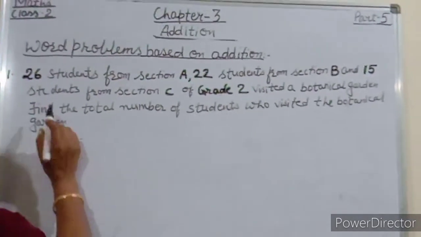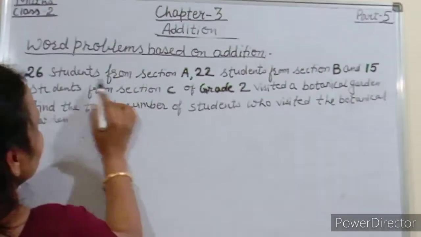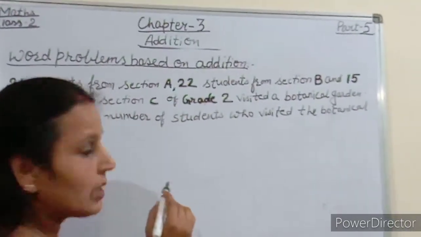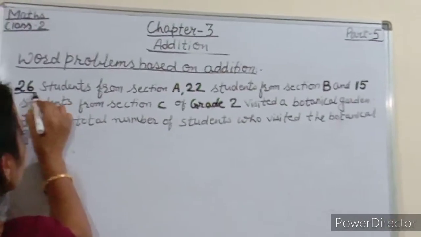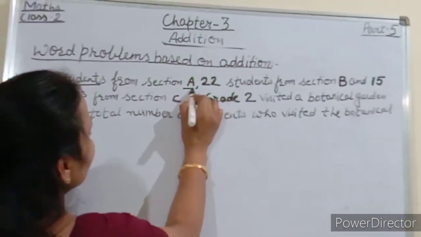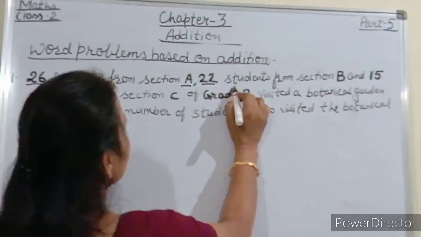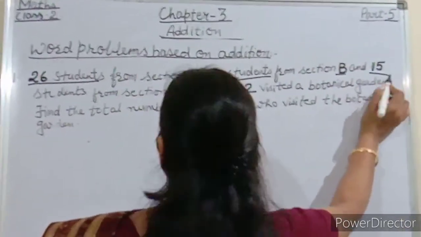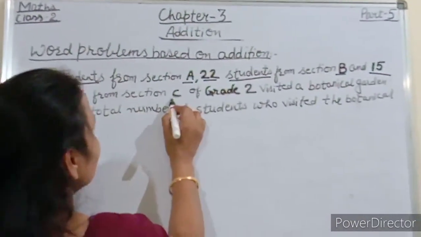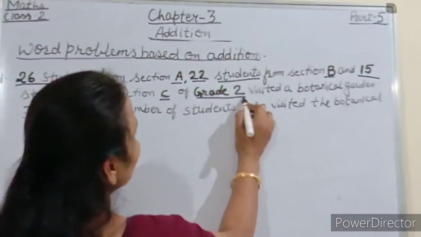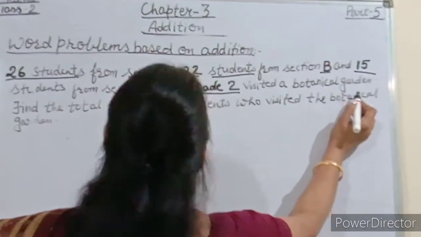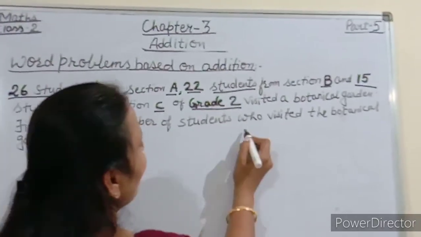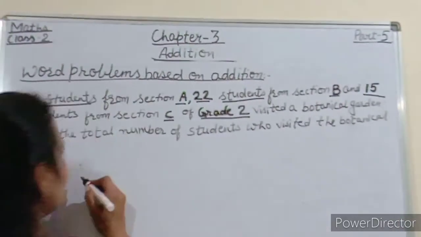So see students, 26 students from section A. 22 students from section B. And 15 students from section C of grade 2 visited a botanical garden. Find the total number of students who visited the botanical garden.